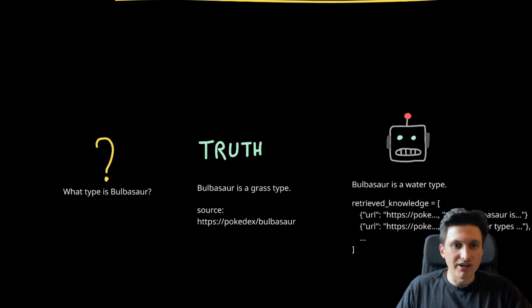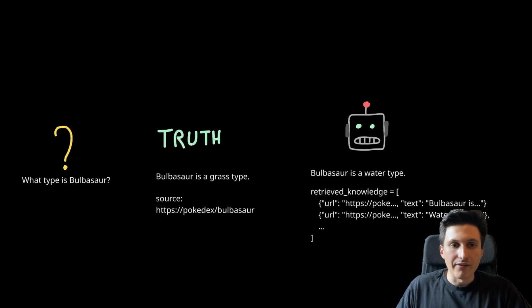Well, you just ask it, for example, a question, what type is Bulbasaur? To which you have a ground truth. Bulbasaur is a grass type and it can be found on this page. And you just give the question to your assistant. And for example, in this case, if it answers Bulbasaur is a water type and it used this knowledge, then we can say that the answer definitely was wrong because, of course, Bulbasaur is a grass type.